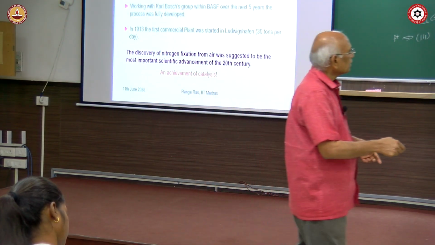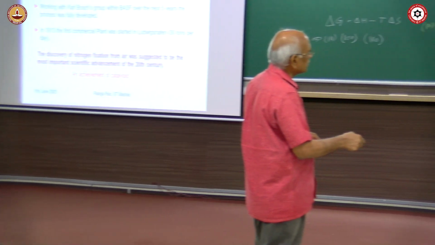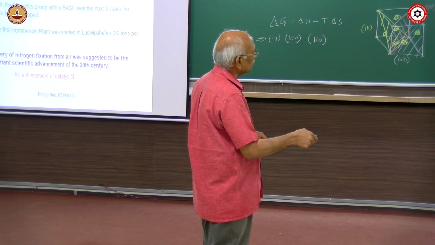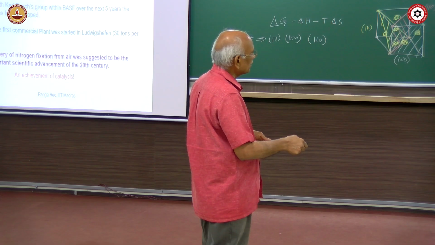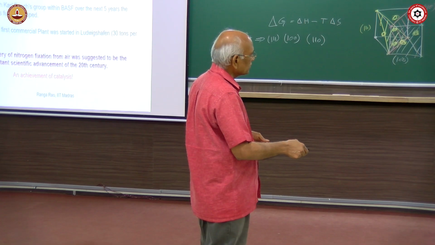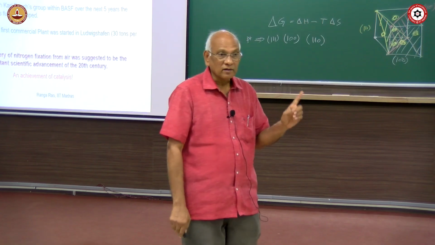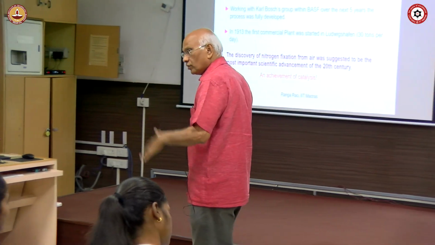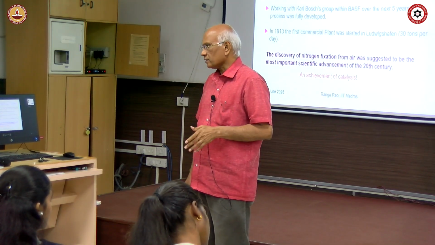Right? So in 1908, Fritz Haber and BASF, the company, entered into an agreement to work towards industrial scale production of ammonia. And in the next 5 years, they developed this into an industrial process. In 1913, the first commercial plant was started with 300 tons of ammonia per day production. Even today, these plants are there everywhere. In India also, there are a few places where these plants are there.